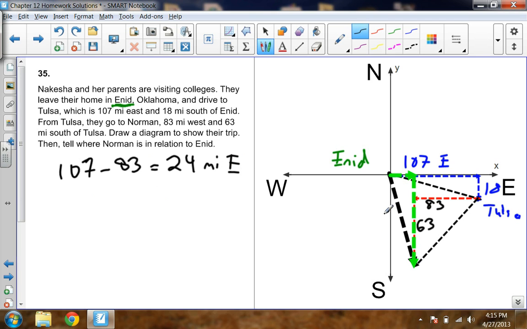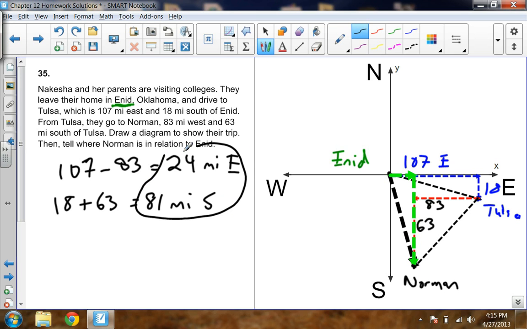And let's call south positive in the sense that I want to say I went 18 miles south, and then I went 63 miles south. As long as you indicate direction, anything can be positive. So negative north, for instance, is positive south. That is 81 miles south. So here's my diagram. Here is my final point, Norman. And Norman is 24 miles east and 81 miles south of Enid. So that's kind of like your final answer there. That would be the last thing you would put.